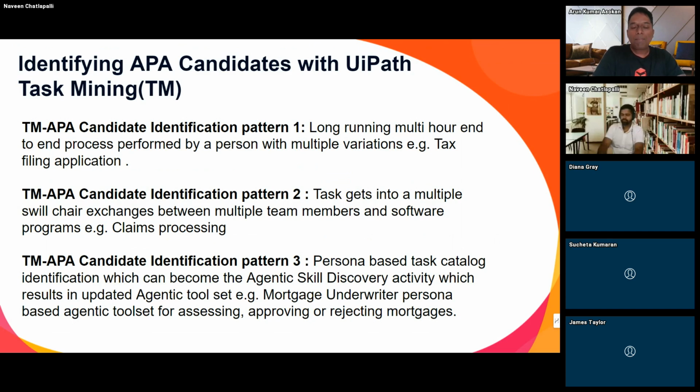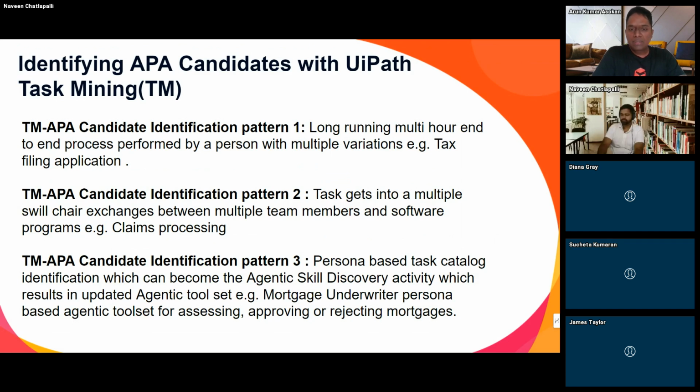Second thing is if there are multiple switch exchanges between multiple teams and software programs, and it will affect the complexity score in your matrix of RPA assessment, right? So those candidates now can be picked because we have the multi-agent and real-time reflection capabilities of the agents to help in this case. Example would be a claims processing application.